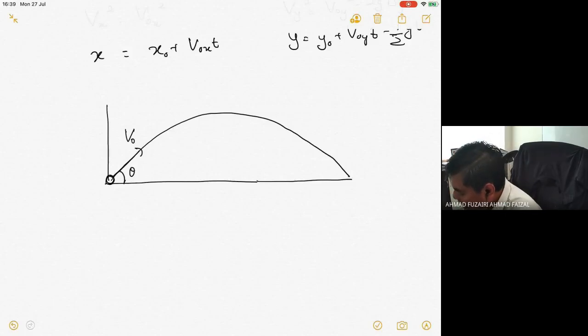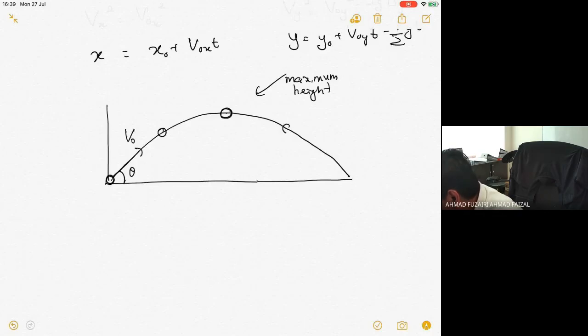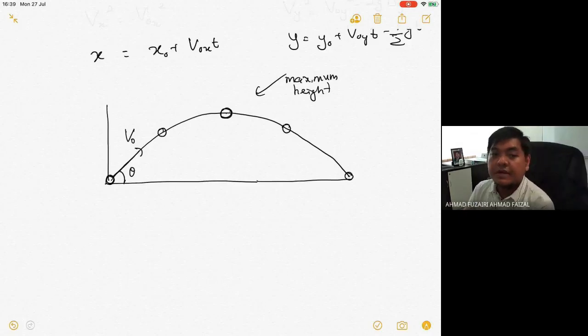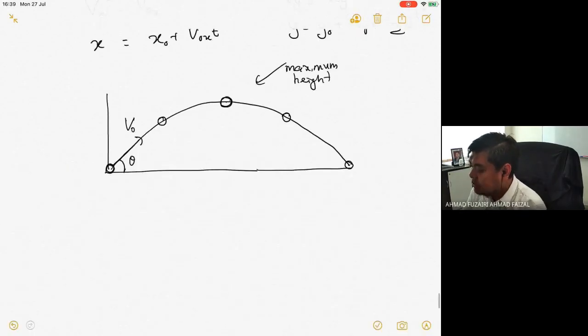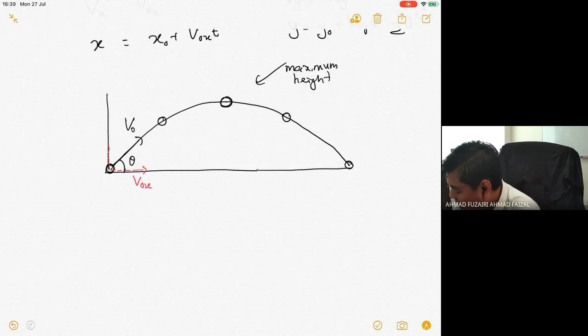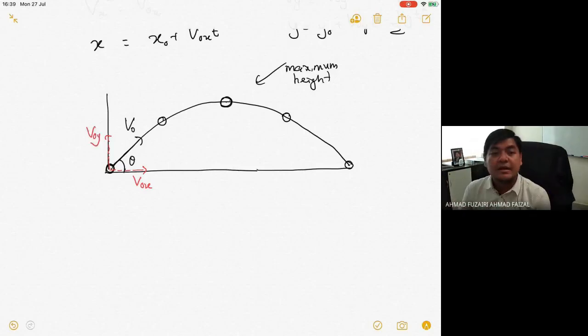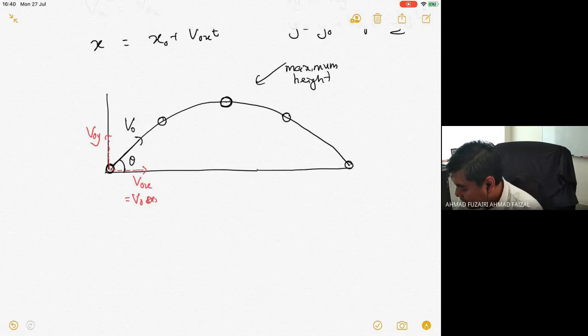So what actually happens along the pathway? The object goes to this point, and of course it reaches the maximum height, and now it goes back, and then finally reaches the final point. Let's look at the example with V naught. V naught is a vector, so V naught must have V naught x, and of course V naught y. So that's why V naught x is equivalent to V naught cos theta, and V naught y is equivalent to V naught sine theta.